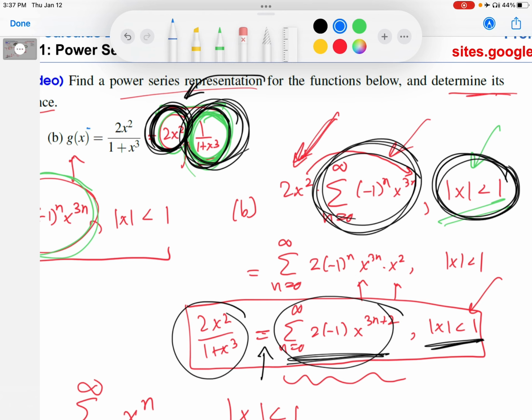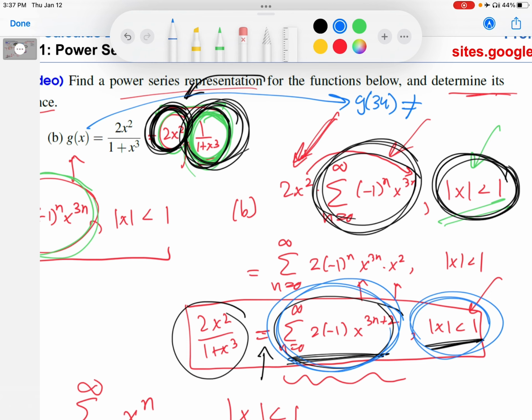So for example, we do not get the case that I can find g of, I don't know, 34. Okay, so g of 34 is not equal to plugging in 34 in here, because 34 is not in this interval, even though I can certainly calculate 2 times 34 squared. All right, so make sure again that you understand that distinction. Once you have your original function, and once you substitute in a power series, you are now restricting the set of x values that you can use for whatever other additional calculations or manipulations you're going to do, like multiplying by 2x squared. Okay, so I'm going to zoom out here.